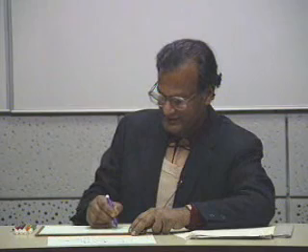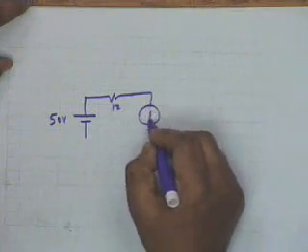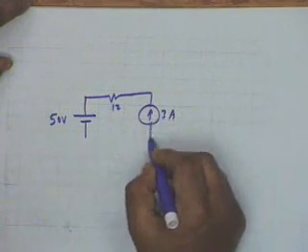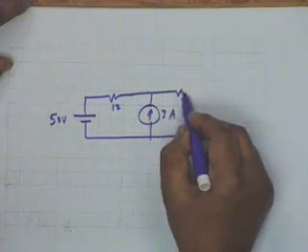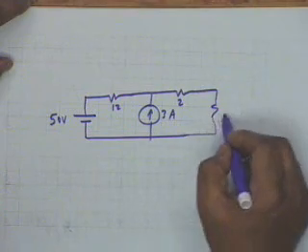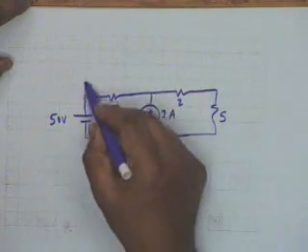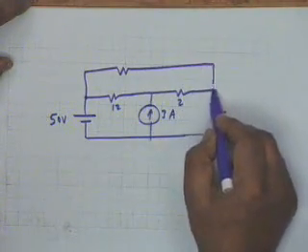I wish to take this same example to illustrate another method of solving the same network, and I wish to introduce it like this. I will draw the network again. 50 volt, 12 ohms, 3 amperes, 2 ohms, 5 ohms and 10 ohms.